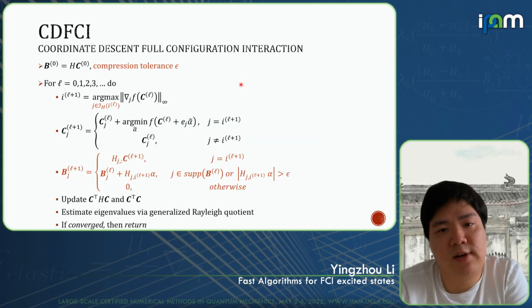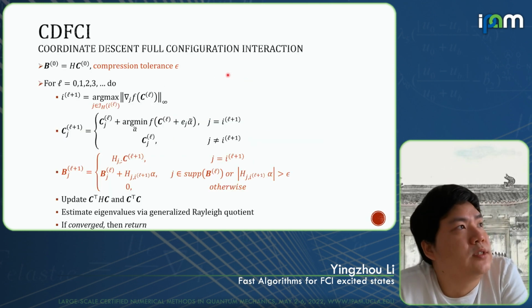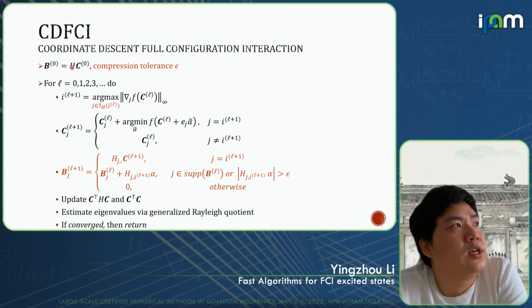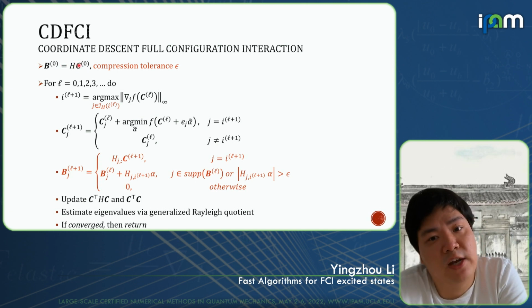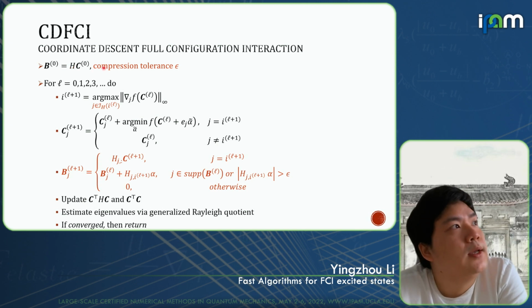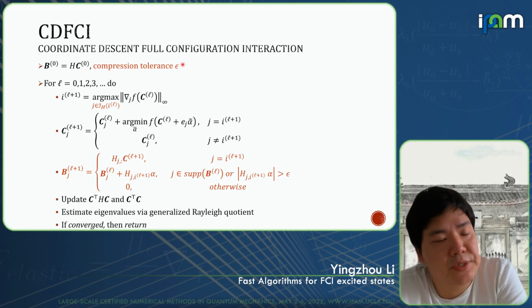As long as we have line search, we can put down the entire algorithm or pseudocode. In the first part, we have C0, which is the initial vector, and we calculate B0. If we initialize C to be a very sparse vector, then this calculation is cheap. We are also given a compression tolerance, since we need to compress B. We will not compress C, but we will compress B.